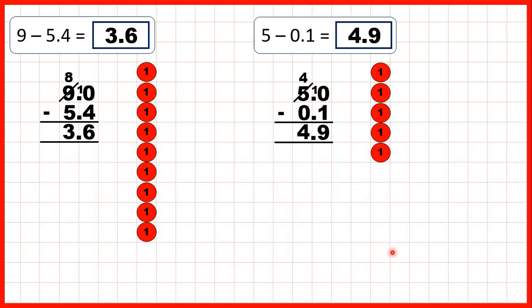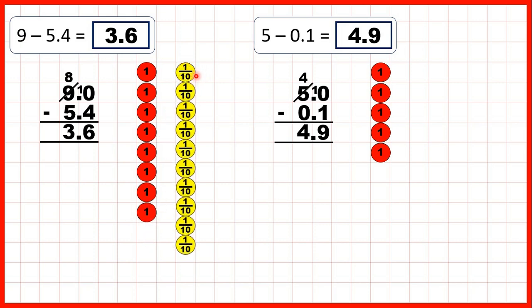We could also show what we did using place value counters. So for this first question, we started with 9 ones. First, we needed to take away 4 tenths, but to do that, we needed to exchange one of our wholes for 10 tenths. So then, we only had 8 ones, but with 10 tenths, we could subtract 1, 2, 3, 4 to get 6 tenths in our answer.